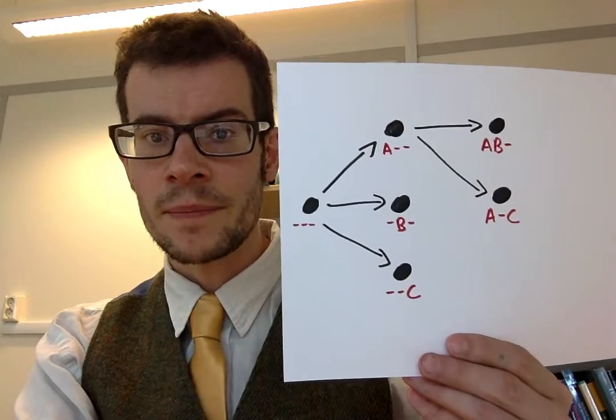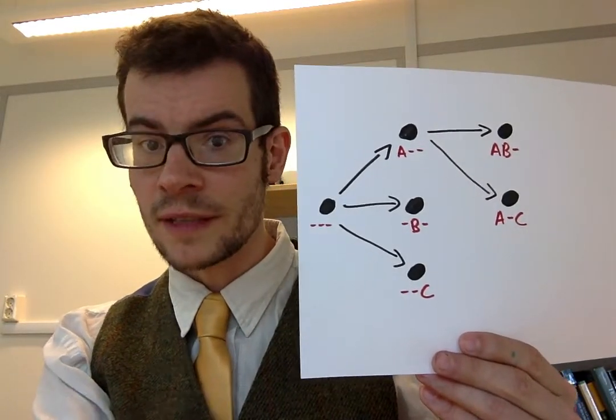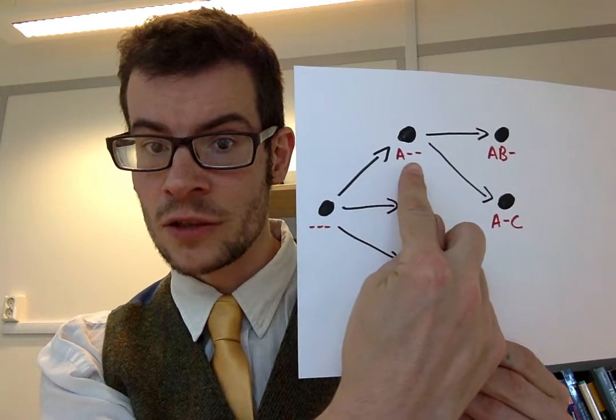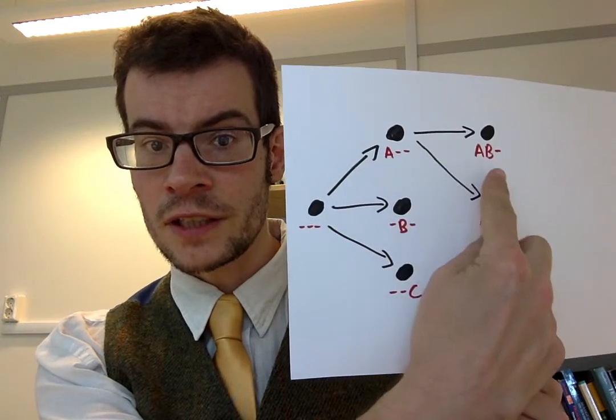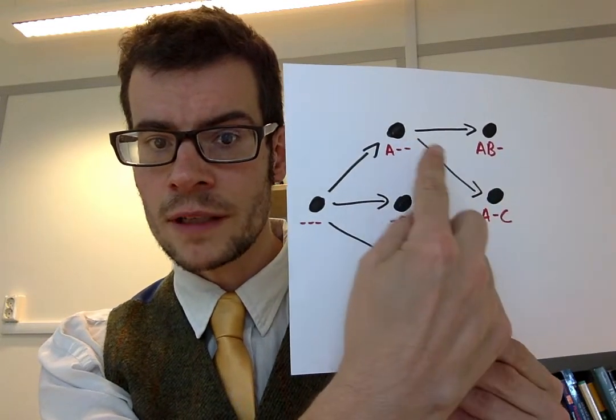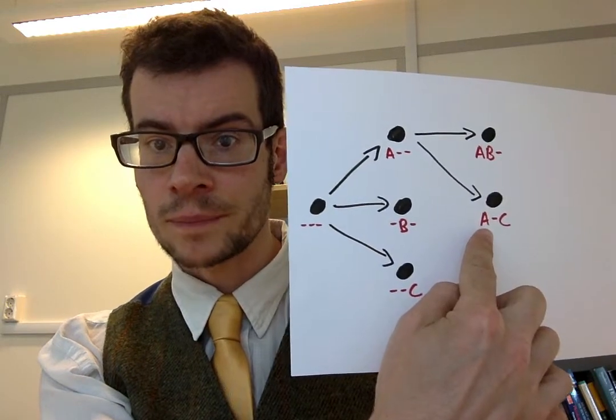Evolution is an ongoing process, so let's focus first on that bug that evolved resistance to drug A. It can now do one of 2 other things. Starting here, resistant to drug A only, it can evolve resistance to drug B as well, or it can evolve resistance to drug C as well.